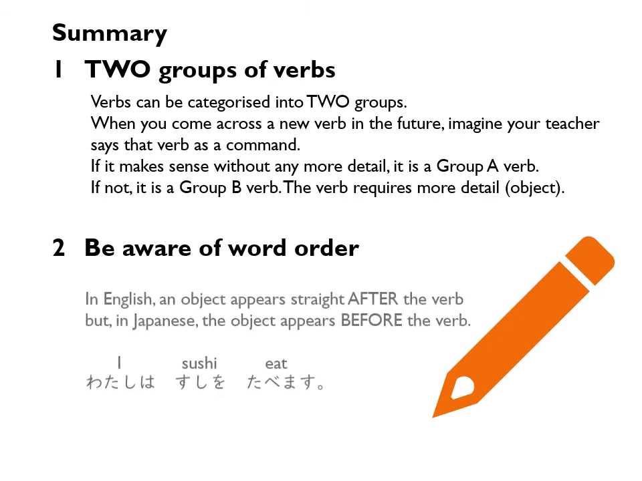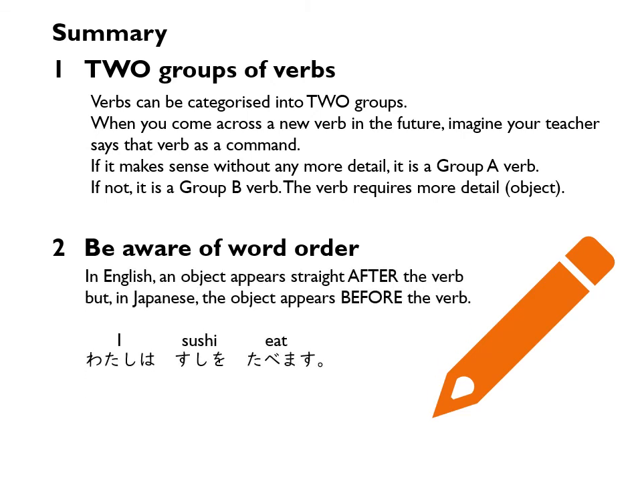Word order. In English, an object appears straight after the verb, but in Japanese, the object appears before the verb. Example. You want to say, I eat sushi. In Japanese, the object comes before the verb. 私は寿司を食べます。Literally, you're saying, I sushi eat.